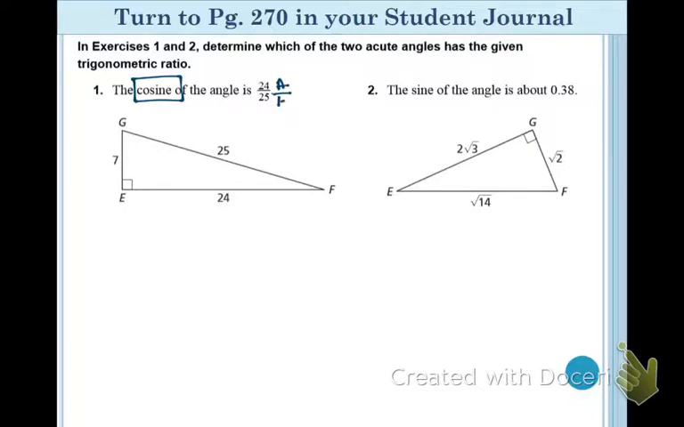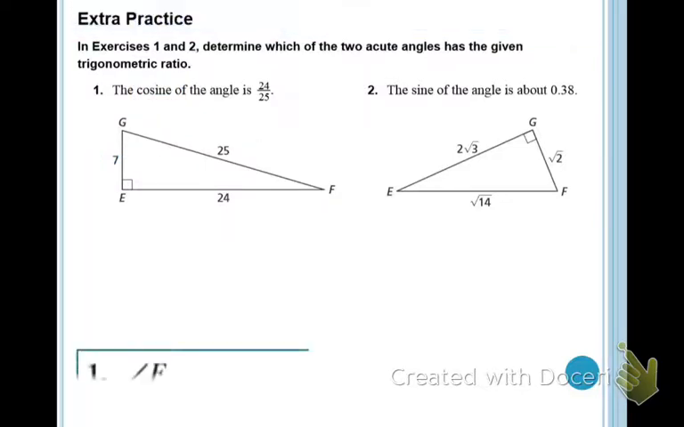Adjacent over the hypotenuse, which means 25 has to be the hypotenuse. 24 has to be the adjacent, which means 7 is the opposite. So which angle would give all of these the correct spots? What is opposite of angle 7, or side 7? F. So it's coming from the perspective of angle F.